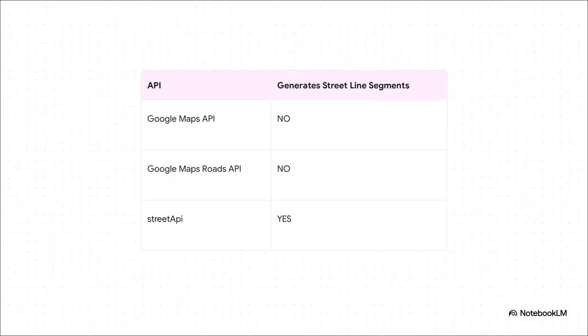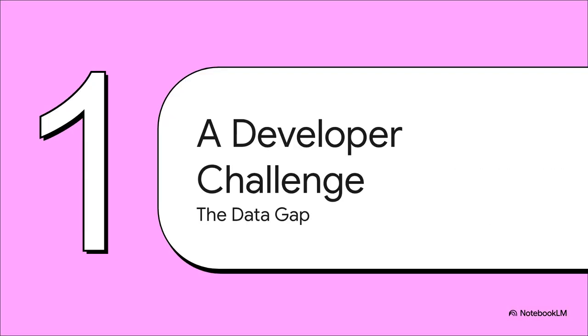And yeah, you'd think the huge players like Google would have this all figured out. But look at this. Neither the main Google Maps API nor the more specialized Roads API can actually generate these street line segments. This leaves a massive data gap for anyone trying to build an app that really needs that info. And this isn't just some fun trivia. It's a real-world headache for software developers. They've got these amazing ideas for apps, but they get stopped dead in their tracks because a piece of data they thought would be there just isn't.